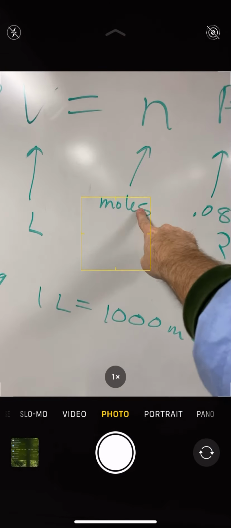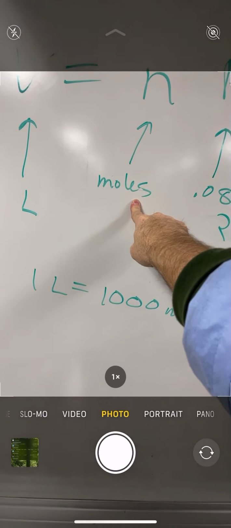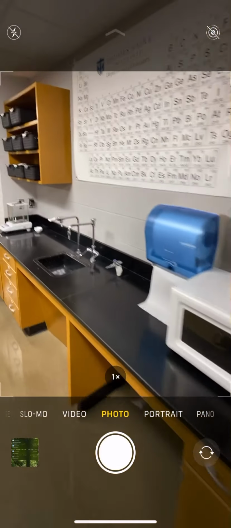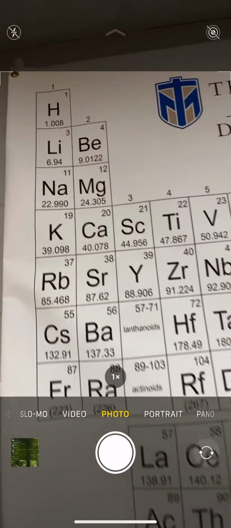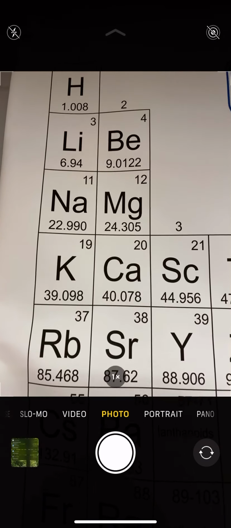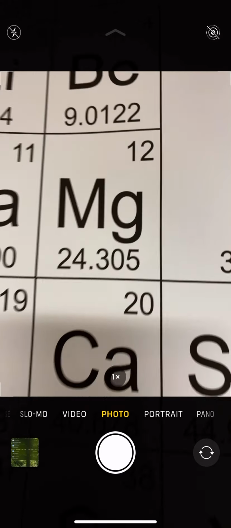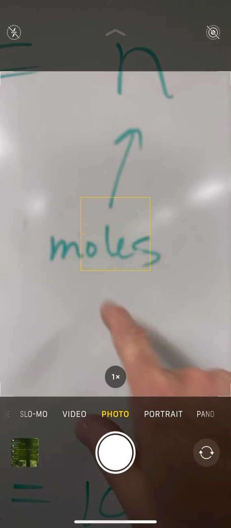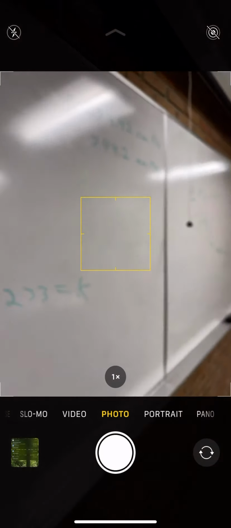N is moles. We're going to weigh in grams of magnesium. So for grams of magnesium, you change that to moles by using the periodic table. You can see that 1 mole of magnesium equals 24.305 grams of magnesium. So you're going to convert grams to moles. In fact, let's get that number right now. We need to have the mass of magnesium. So let's go get that mass of magnesium.